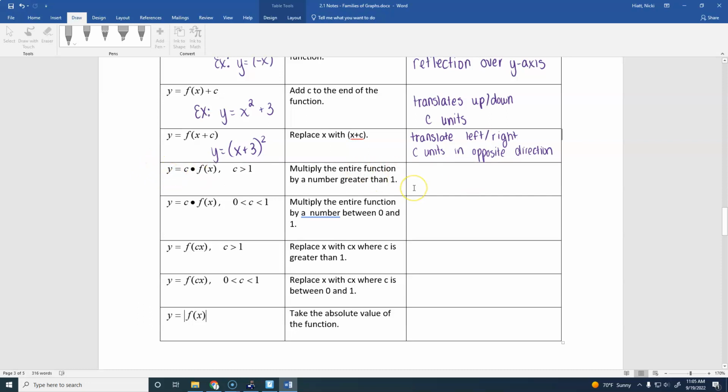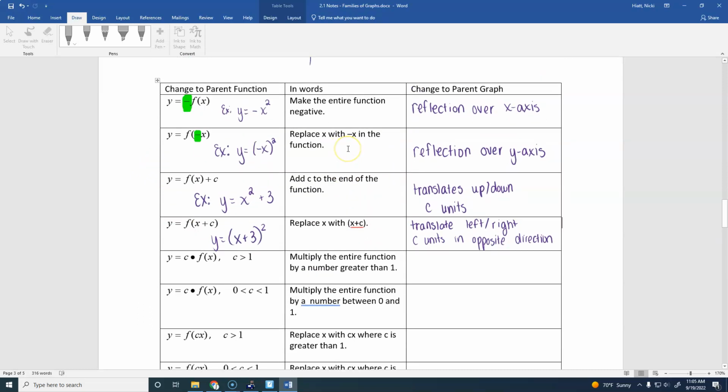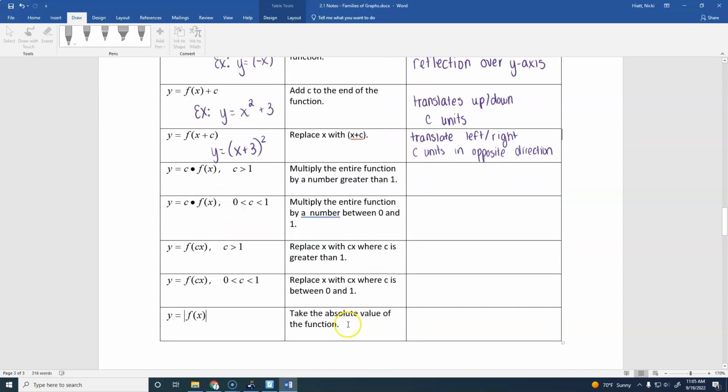Now, this covers our reflections and our translations, up, down, left, right. I generally find those the easier ones to deal with. The stuff that's coming up, I find it more difficult. What's coming up is our stretches and our shrinks, and horizontal.